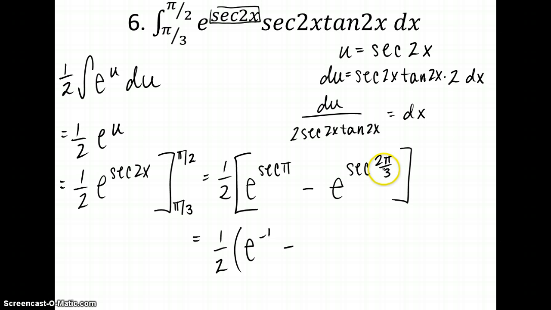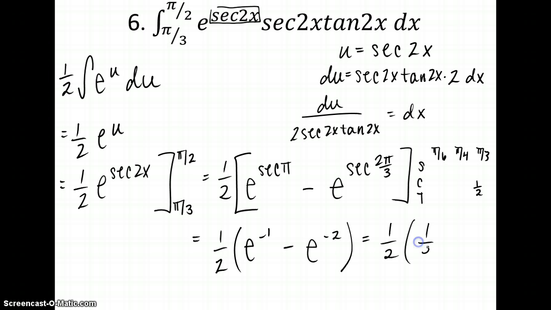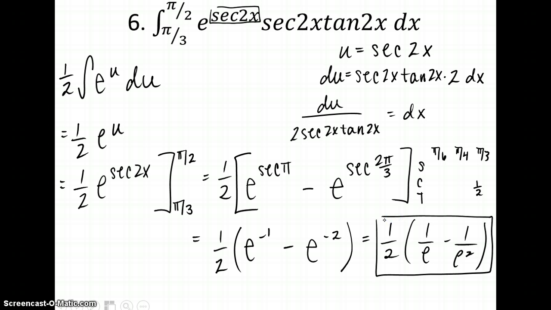Secant of 2 pi over 3, that's a reciprocal of the cosine. Cosine of pi over 3 is 1/2. 2 pi over 3 is in the second quadrant, so the cosine is negative. So this would be minus e to the -2. Now just writing your answers with positive exponents, 1 over e minus 1 over e squared. So this would be our final answer.